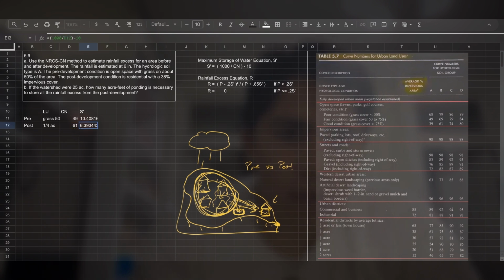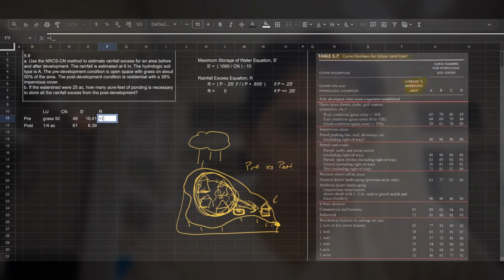I guess it is. Okay, so we got 10.41, and this is 6.39. That's correct. Let's make it 10.41, 6.39, and this is in inches. Okay. Now we need to find the rainfall excess, and we again use the same formula.